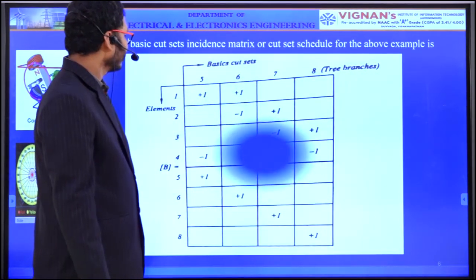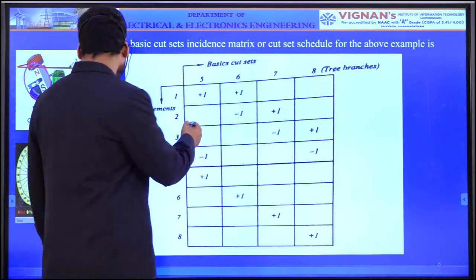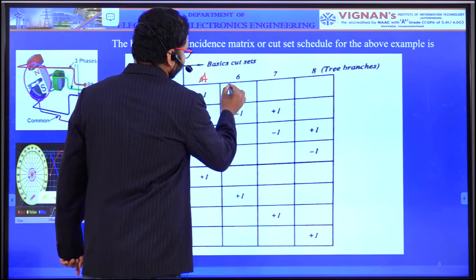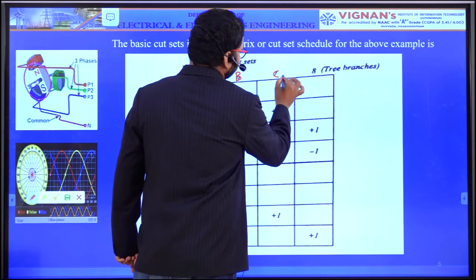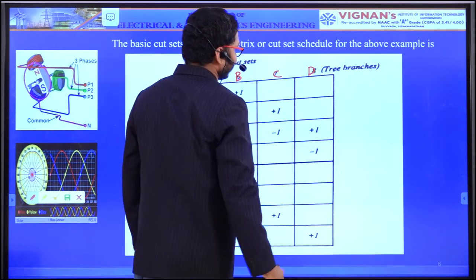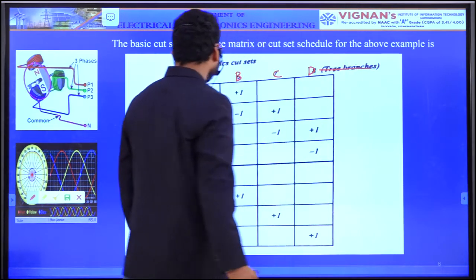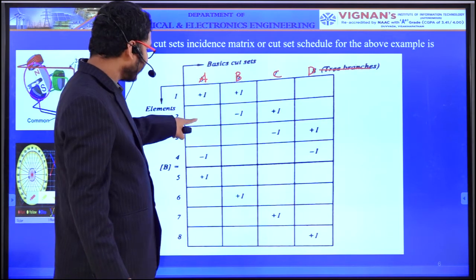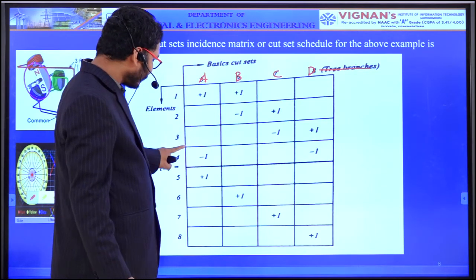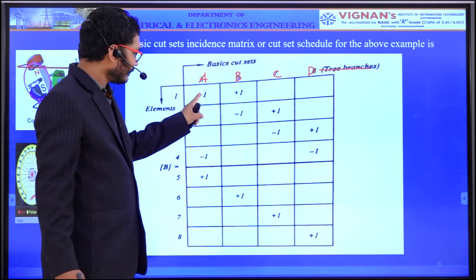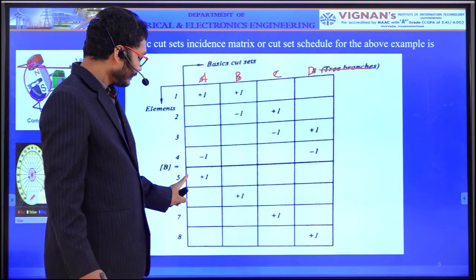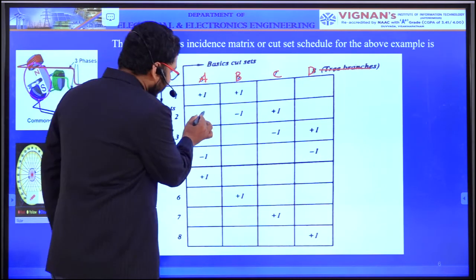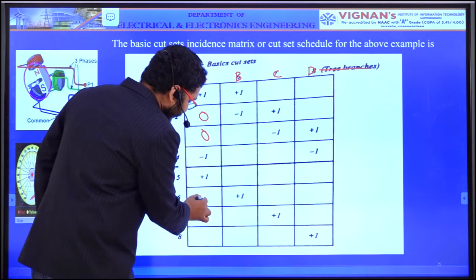Next, just now I explained. Here you don't write 5 6 7, just mention A B C D. Previously I explained, right? For basic cut set A, the associated branches are 1 4 5. Branch 1 is the same as the cut set direction, and 5 is also the same as the cut set direction, but 4 is in the opposite direction. The remaining ones are considered zeros.